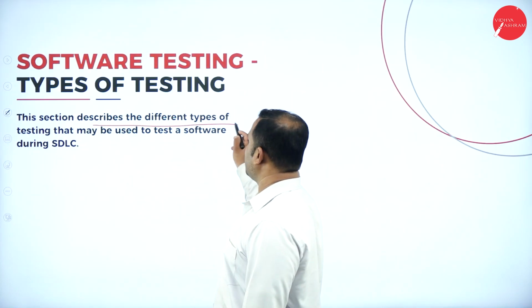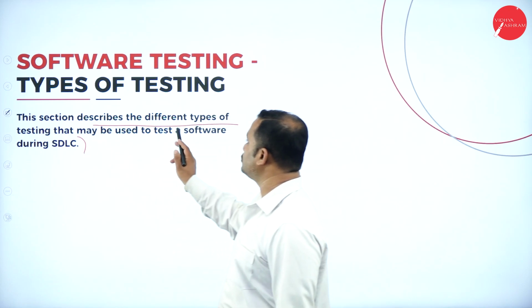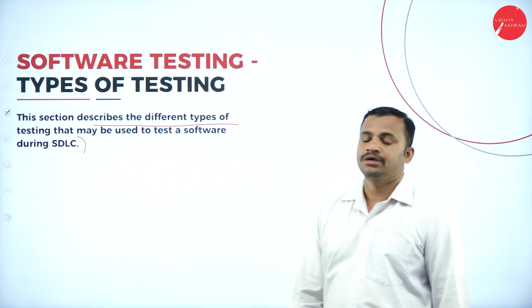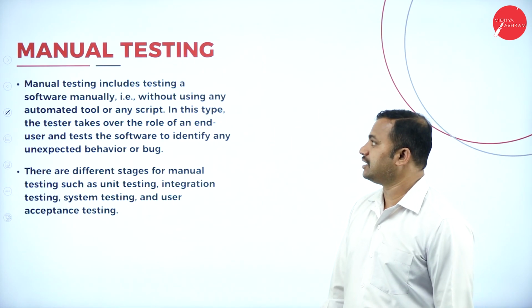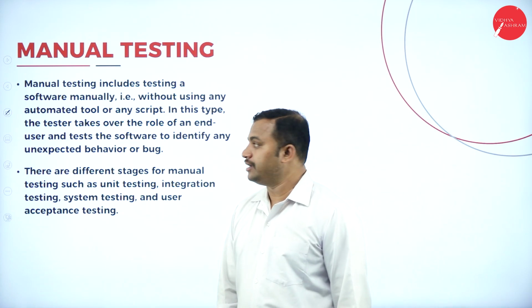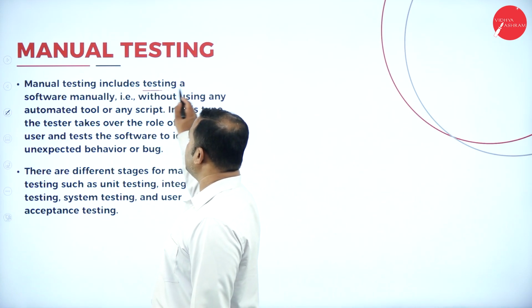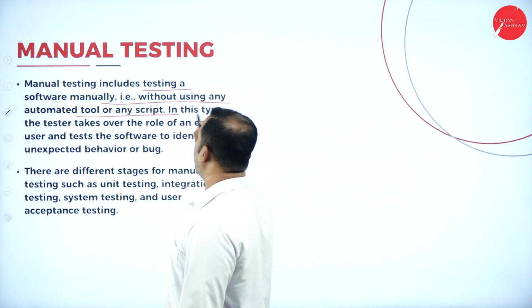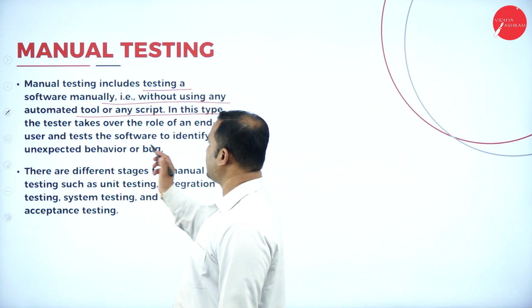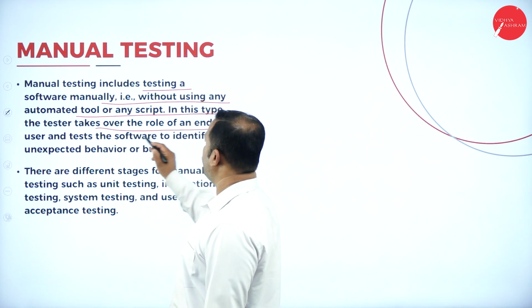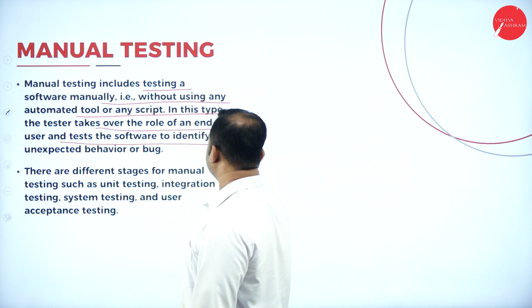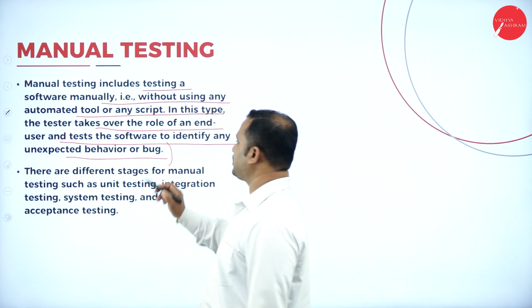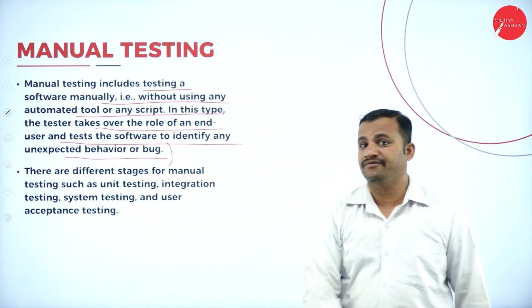This section describes the different types of testing that may be used to test software during the SDLC, the software development life cycle. Manual testing includes testing software manually without using any automated tool or script. In this type, the tester takes over the role of an end user and tests the software to identify any unexpected behavior or bug.